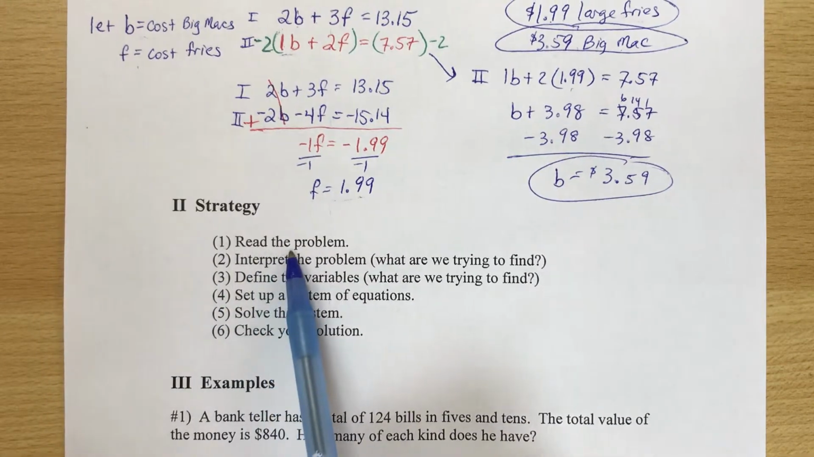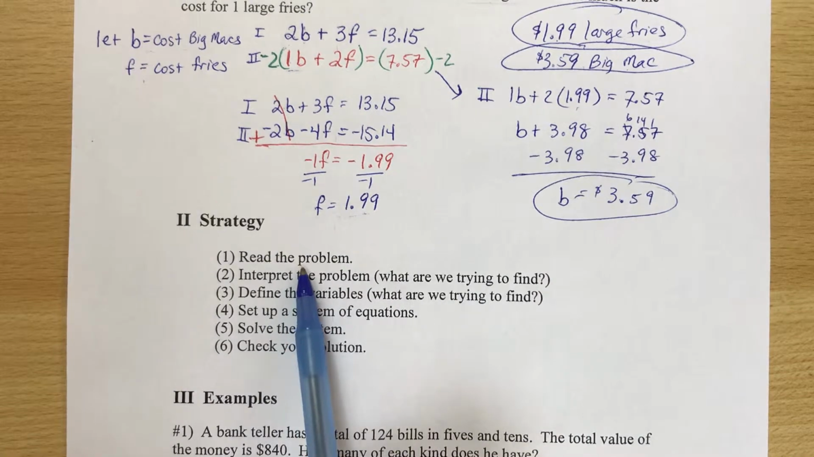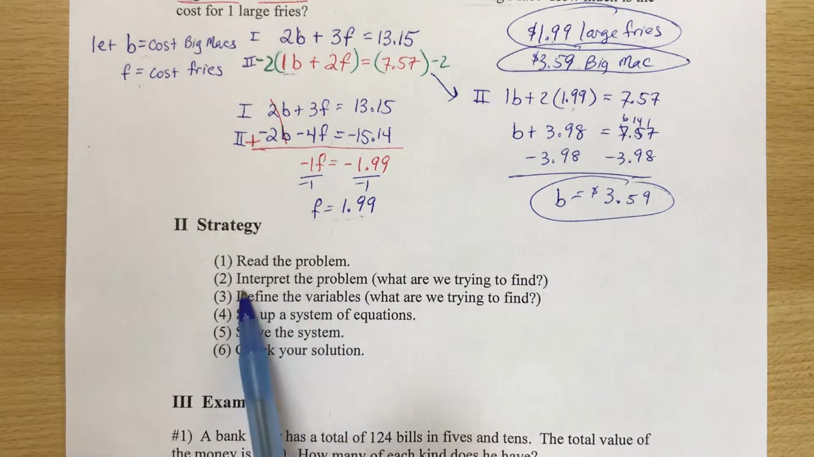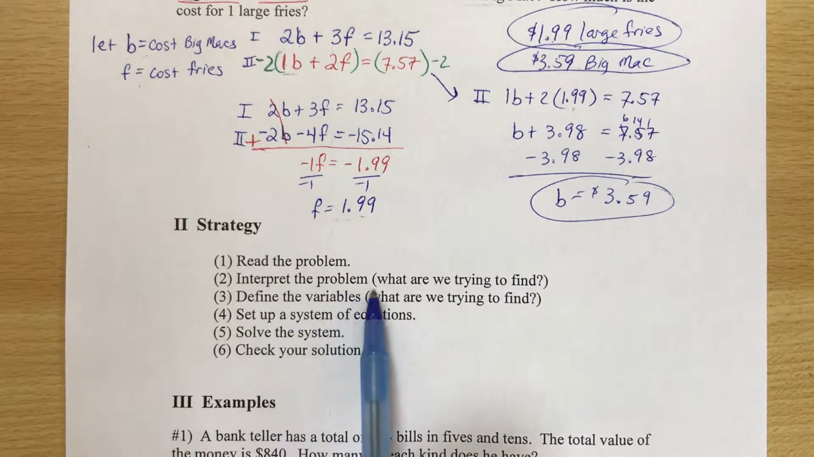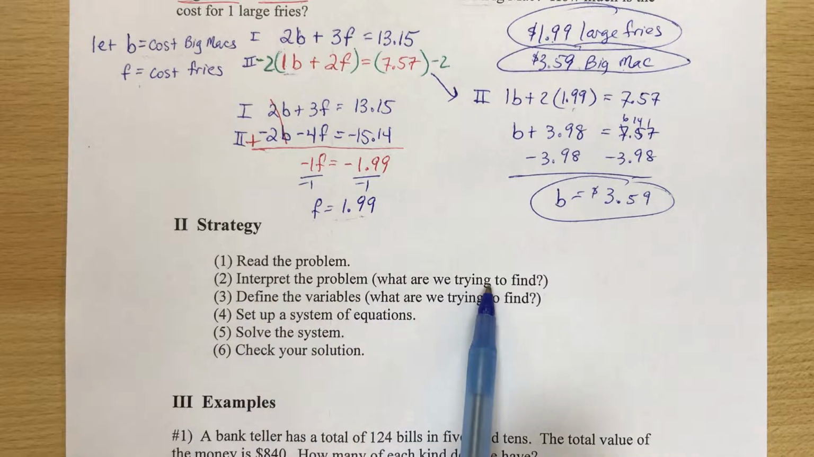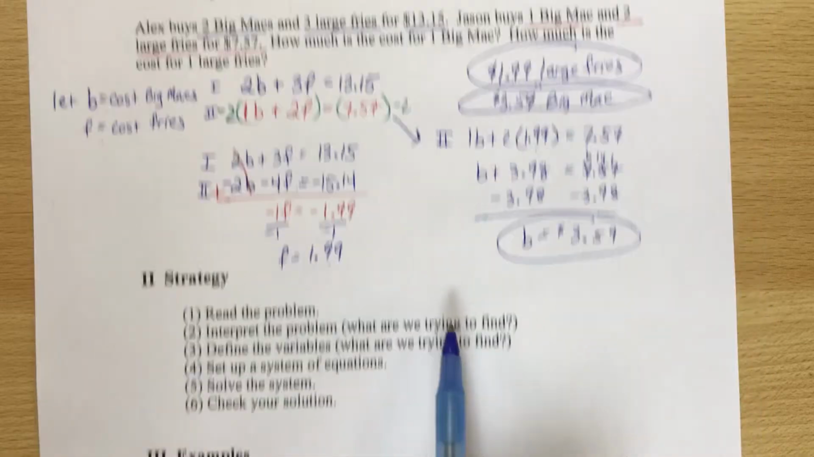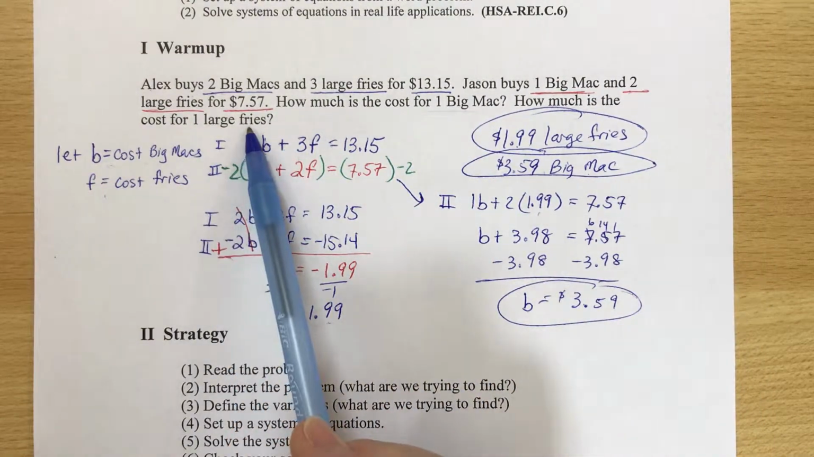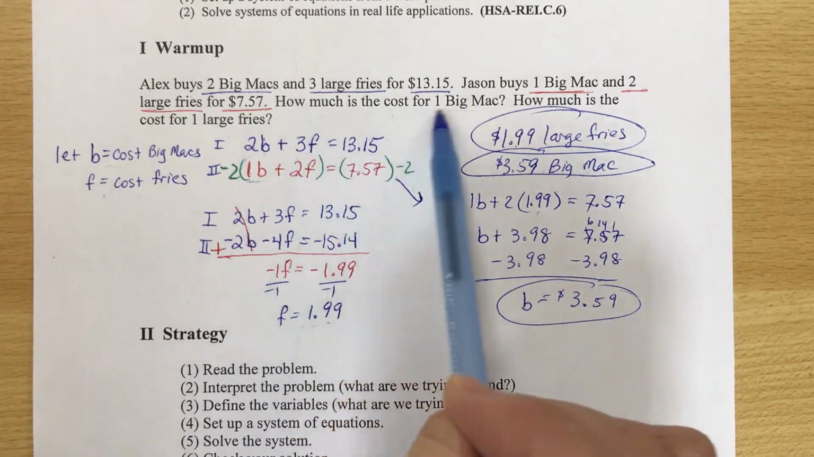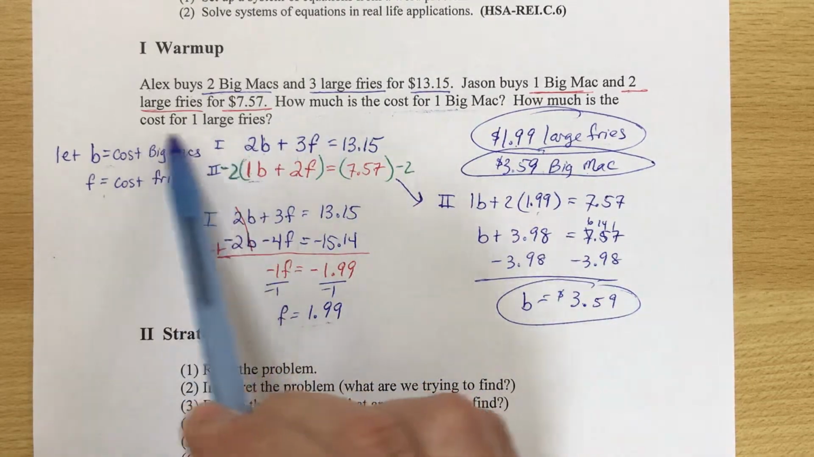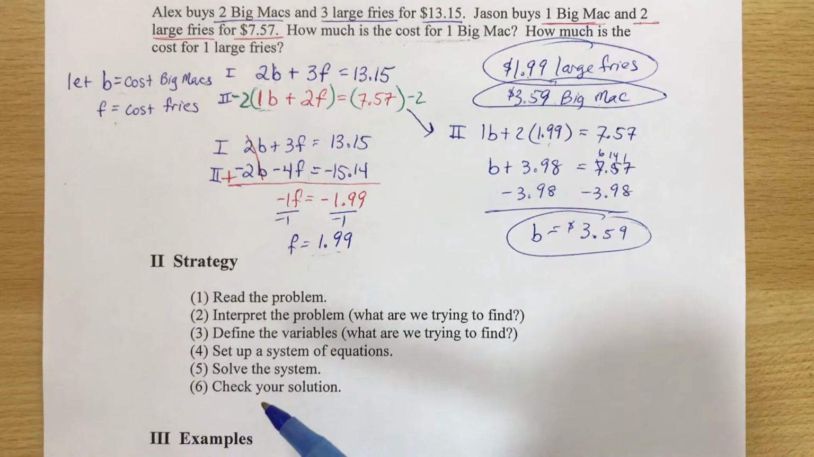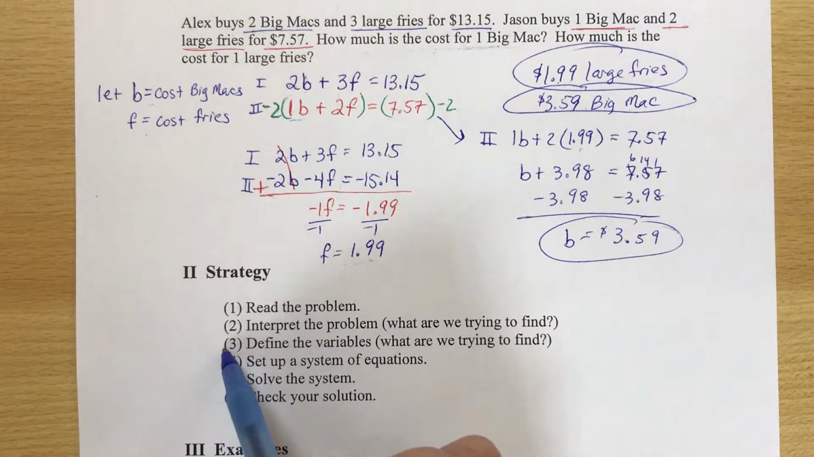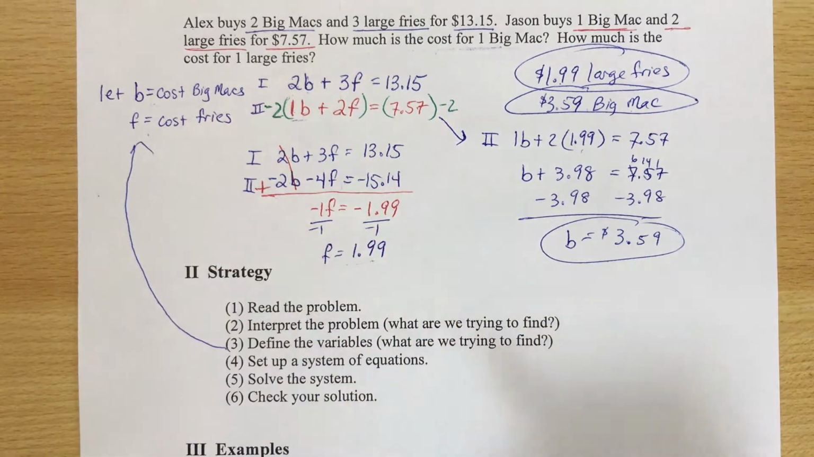Okay, so here's the strategy. Number one, read the problem. We want to make sure we understand what it is that's going on. Step two is interpret the problem. What are we trying to find? In this case, it was the cost of a Big Mac, cost of a large fries. Okay, so you need to read up until the very end, because usually the last sentence tells you what to do. Define the variables. Defining the variables was this part right here.